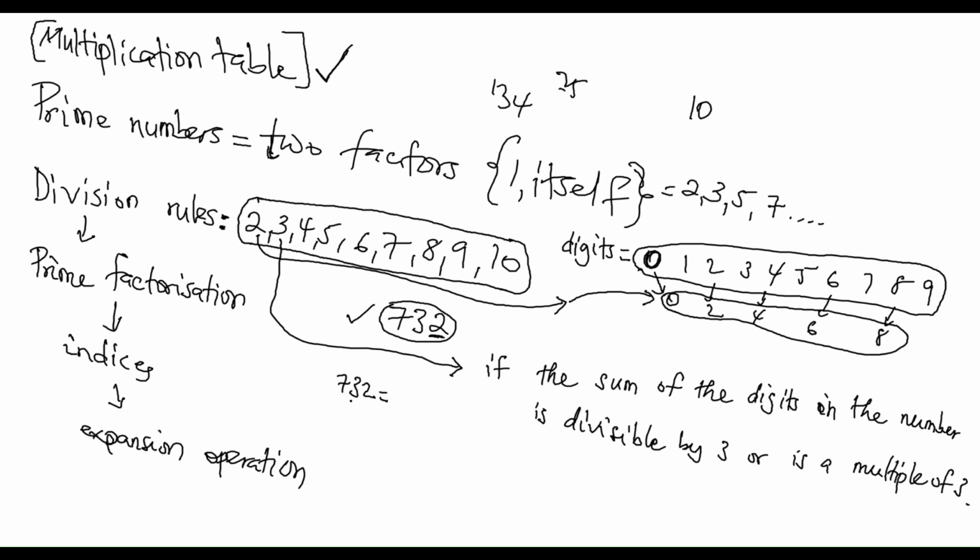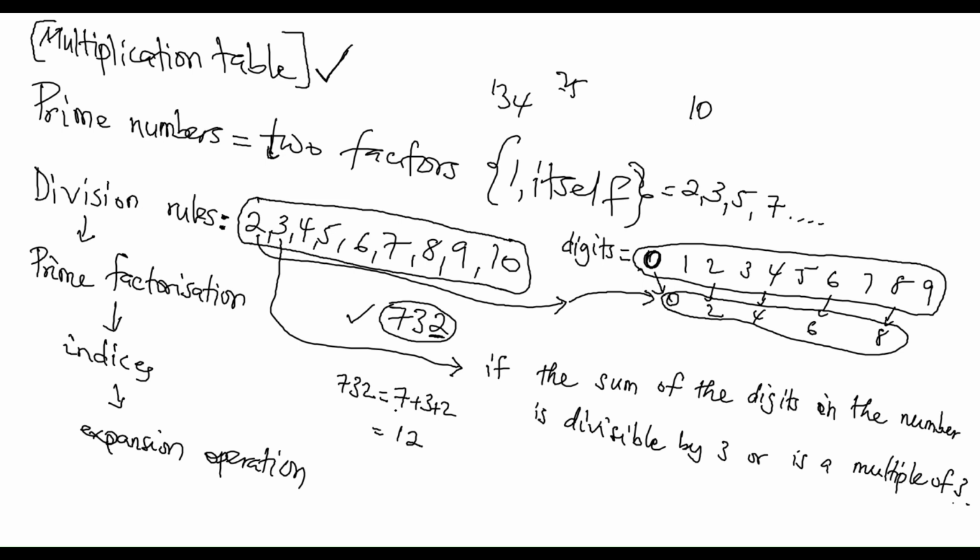The sum of the digits means you are going to add all the digits. So we have 7 plus 3 plus 2. If you do that, you are going to get 12. On our multiplication table, we know that 3 times something will give us 12, right? So that's why we say it's a multiple of 3. Or we can easily say, oh, 12 can be divided by 3 to give us 4. So that's two ways.